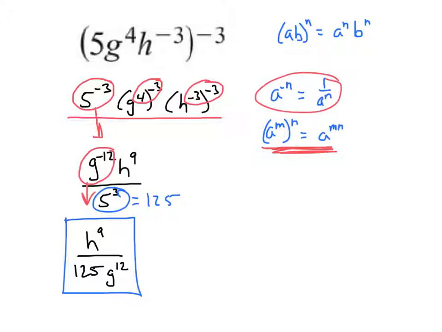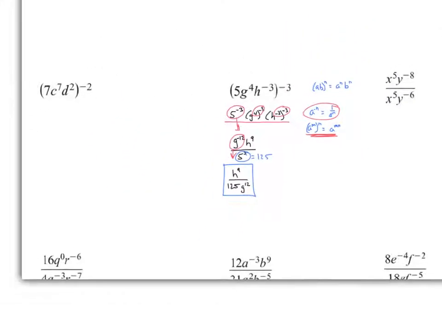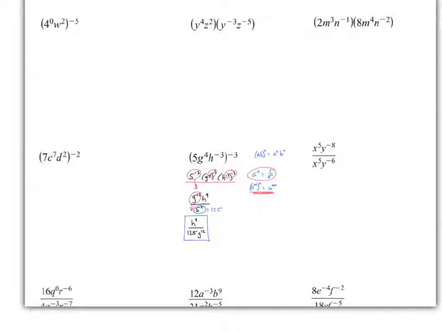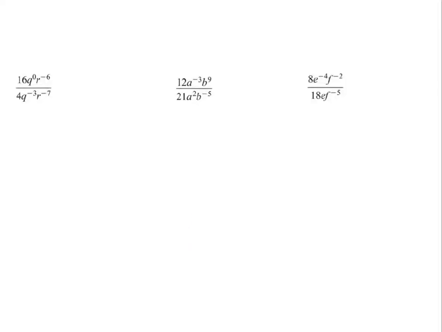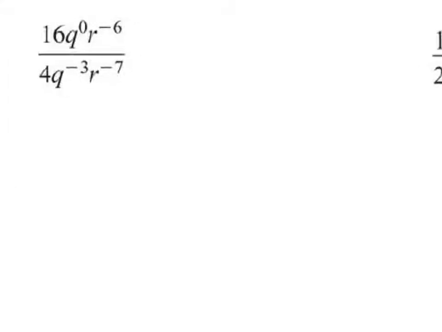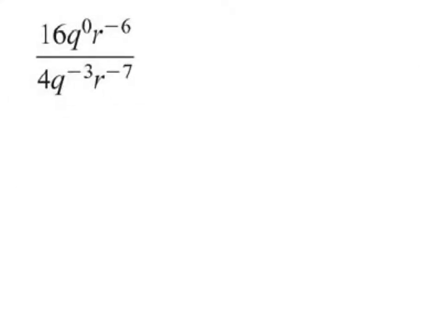All right, so the next problem that we want to do starts with 16. So you're talking about the 7th problem there, 16q to the 0 power, right? Okay. So 16q to the 0 power, r to the negative 6th power, over 4q to the negative 3rd power, r to the negative 7th power.